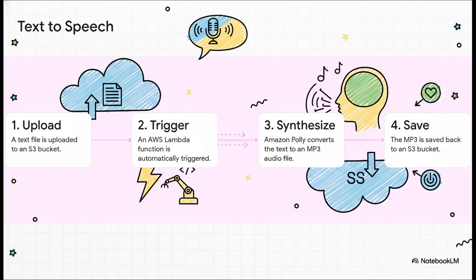Now, this is where things get really cool because you can start chaining these services together. Check out this workflow. A user drops a text file into an S3 bucket. That upload automatically kicks off a Lambda function. That little function then calls Polly, tells it to convert the text to an MP3, and then saves that audio file right back into another S3 bucket. The whole thing is completely automated, totally serverless, and super cost-effective. It's an amazing pattern for creating audio content on the fly.